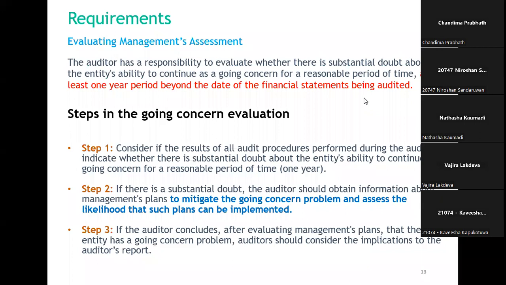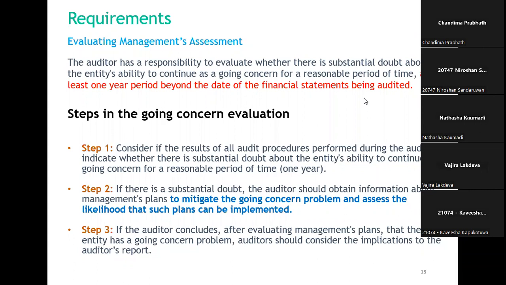Now, evaluating management assessment. What is that? Management assessment of going concern, which is required under LKAS 1. The auditor has a responsibility to evaluate whether there is a substantial doubt about the entity's ability to continue as a going concern for a reasonable period of time, at least 1 year beyond the date of the financial statements being audited. That is called foreseeable future, at least 12 months. Steps in the going concern evaluation.